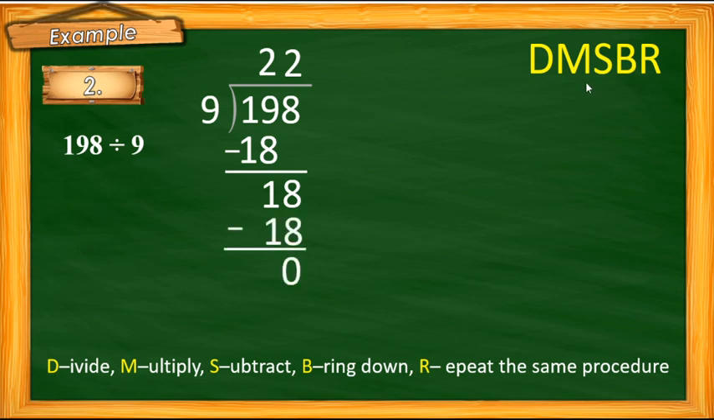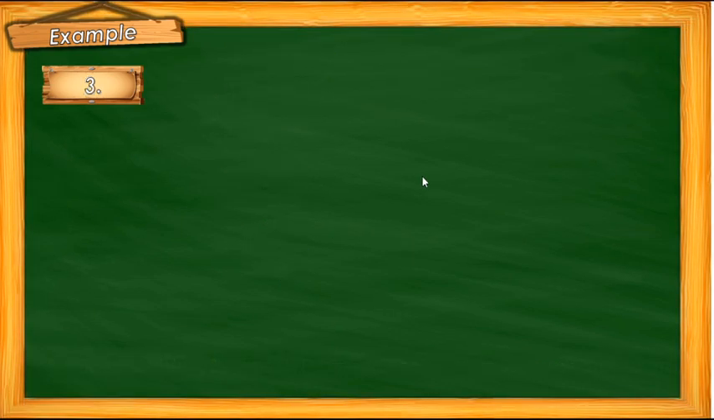So repeat the process to get the correct answer. So the quotient now is 22. To check your answer, again, reverse the operation. So 22 times 9, if the answer is 198, you got the correct answer. Okay, next, number 3.